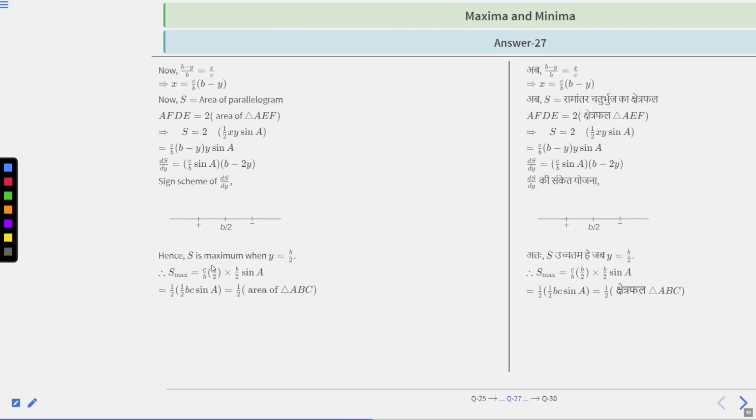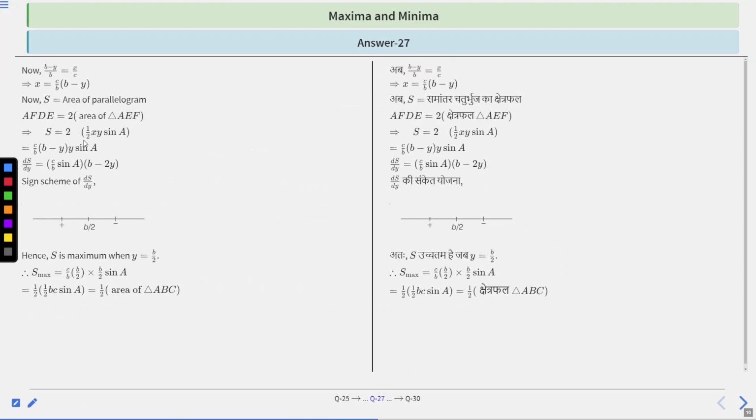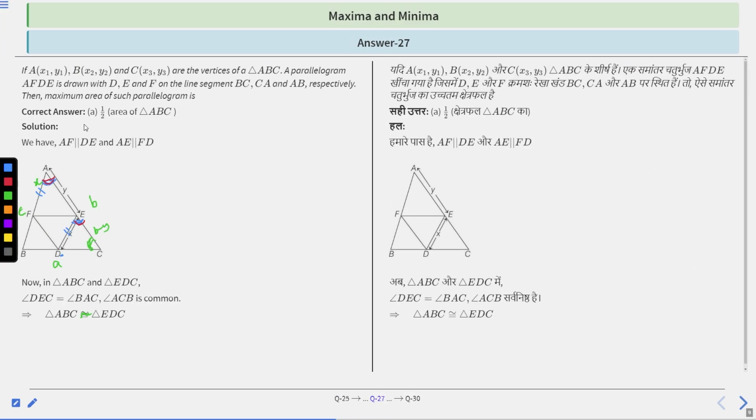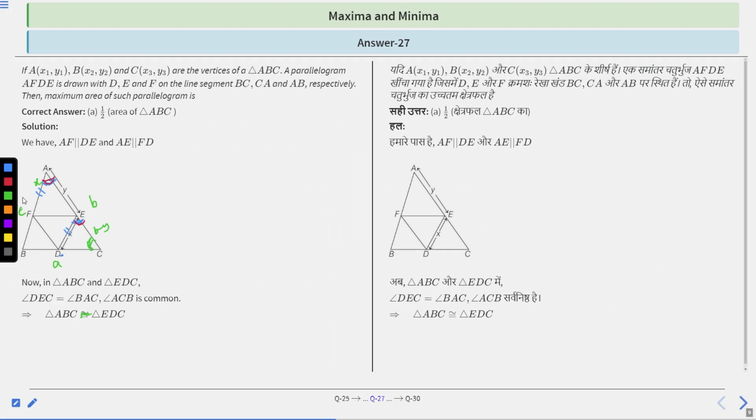Now if the triangle is similar, then this side will be B minus Y. So B minus Y upon B is the ratio, since the triangle is similar, so the sides will be in proportion. So the ratio of sides will be the same. So EC upon AC, that means B minus Y upon B, will be equal to X upon C.